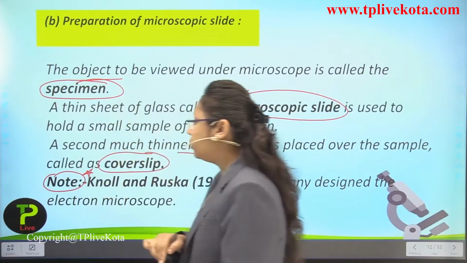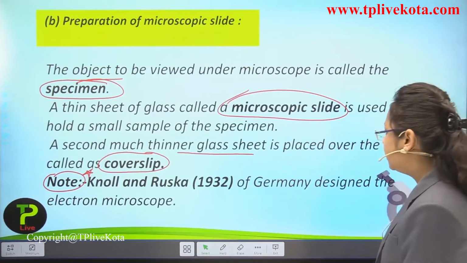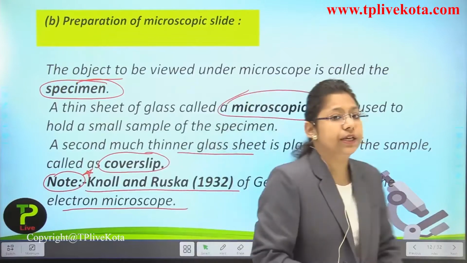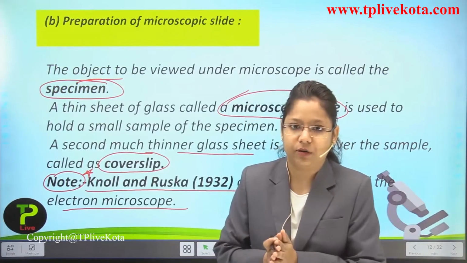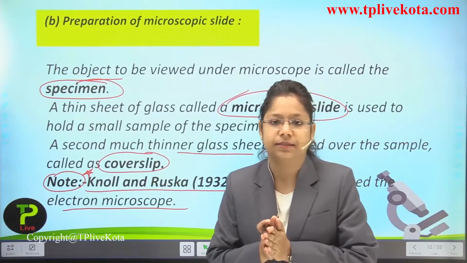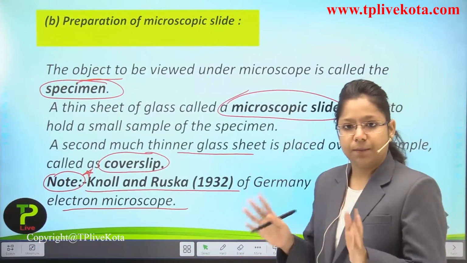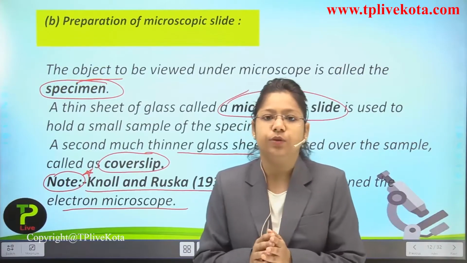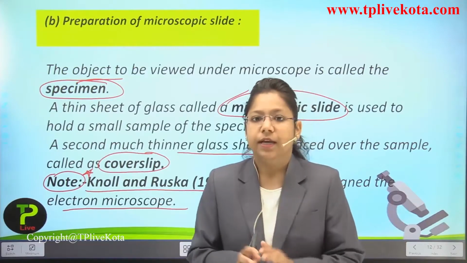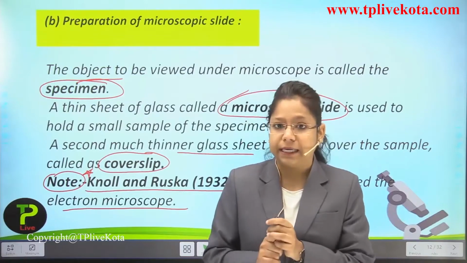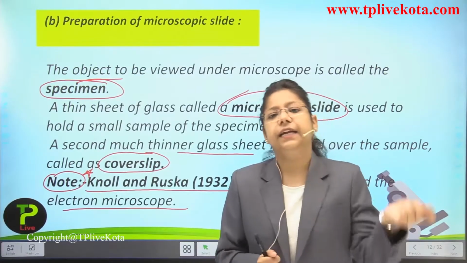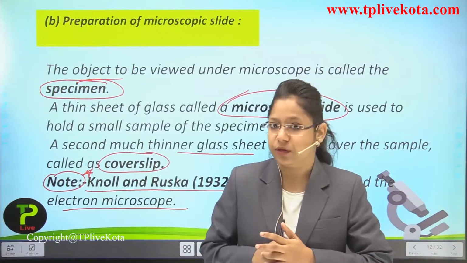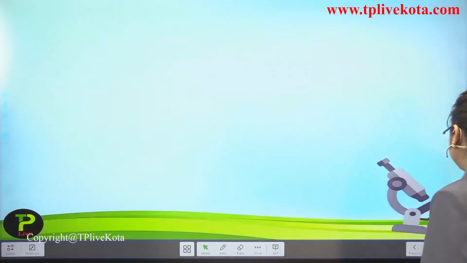The very important thing over here is the note. Please put a star mark over here. Knoll and Ruska were the two German scientists who discovered the electron microscope, in 1932. There is a difference between a compound microscope and an electron microscope that you will study in your higher classes. Now you have to study only the compound microscope. Each and every small particle can be seen under the electron microscope. It can be seen in the compound microscope as well, but we need high power lenses for it.